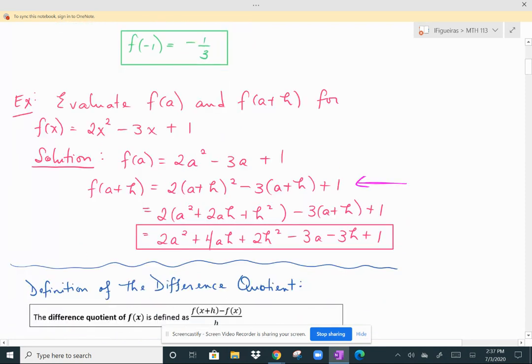And then the rest of the work is just some algebra. You have to expand and combine like terms. So the first thing I did was I FOILed this, and so the answer is below.